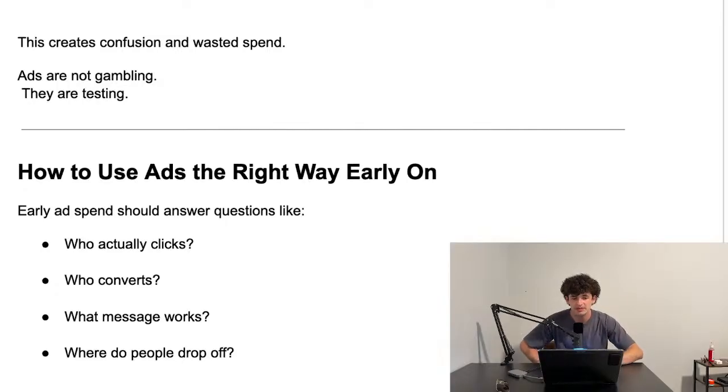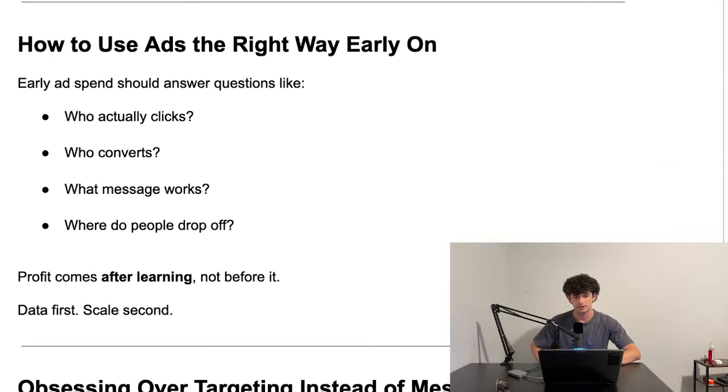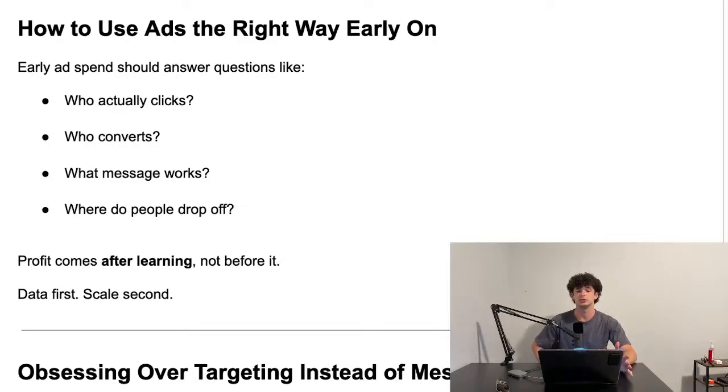So this is how to use ads the right way early on, right? This is what you should do whenever you're looking at your ads after a week or 2 weeks, right? So who's clicking your ads? Who's converting? Who's not converting? What message is working? Where are people dropping off? So I'll give you guys a couple examples.